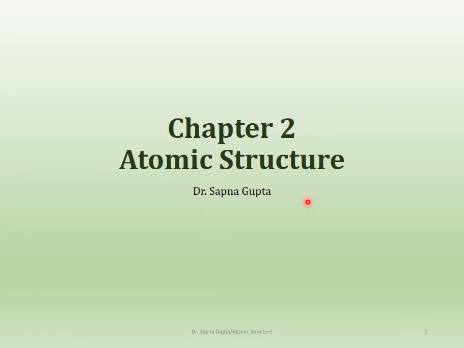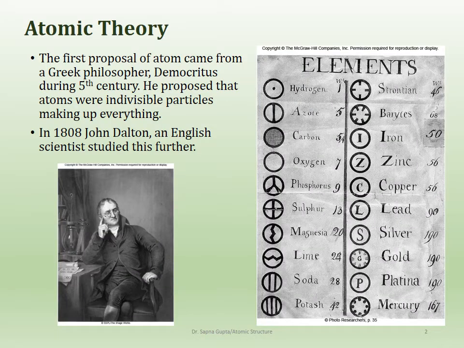In this chapter, we're going to talk about the atomic structure, which is the discovery of the atom, the particles, and the periodic table. First, the atomic theory. The first atomic theory came from a Greek philosopher by the name of Democritus during the 5th century. And he proposed that everything was made up of indivisible particles.